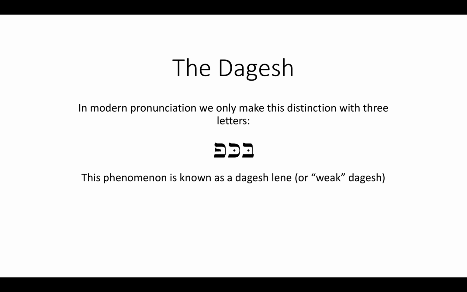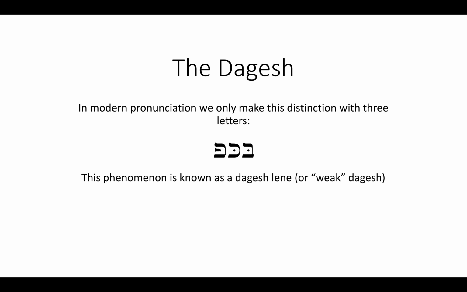The kaf can be either k as in cake, or, without the dagesh, makes a ch sound like at the end of the word bach. And the pay can be either a P sound as in pirate, or an F sound as in fight.